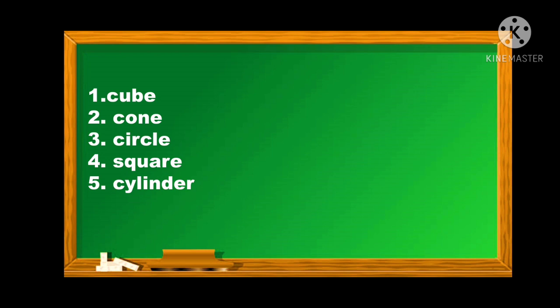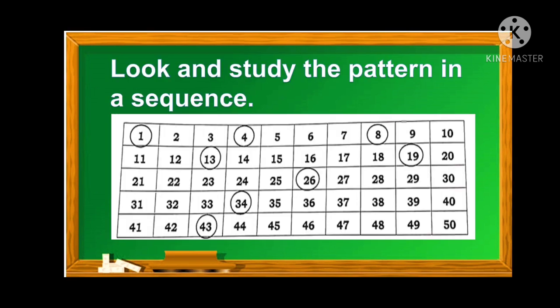Now we move on to our new lesson for today, which is formulating the rule in finding the next term in a sequence. Look and study the pattern in a sequence, 1 to 50. Okay, the round circles. What are the encircled numbers from the number sequence? Okay, type it below. What are the encircled numbers?